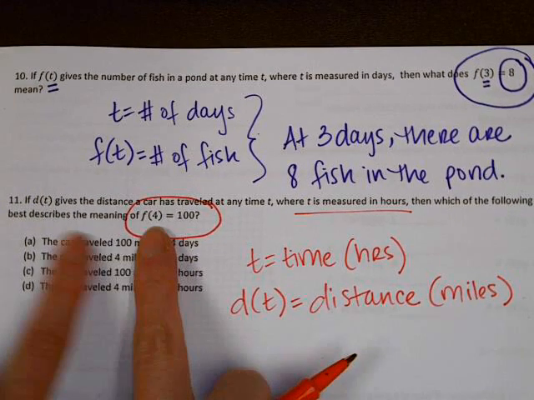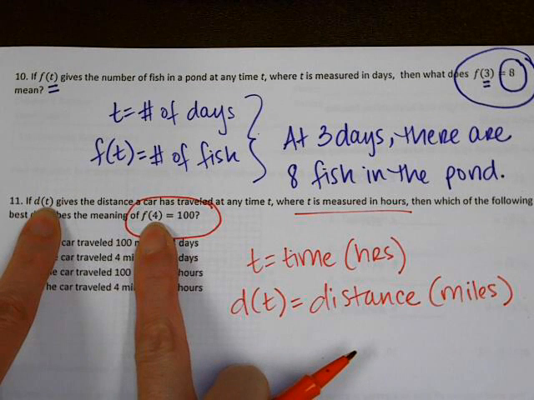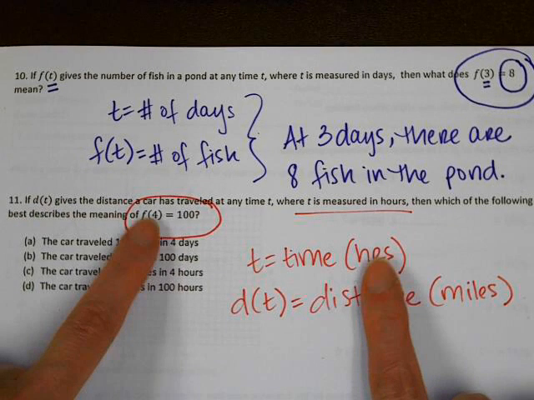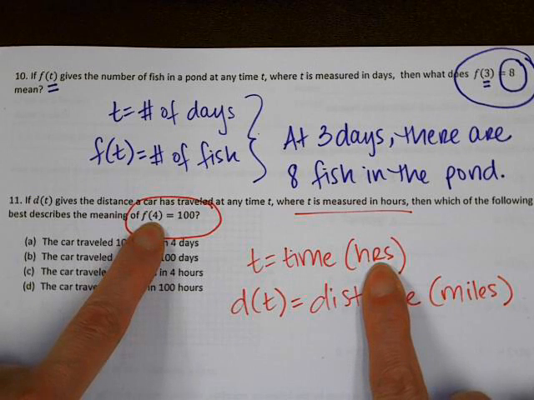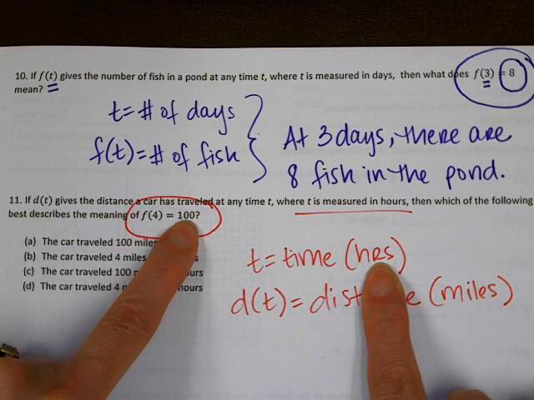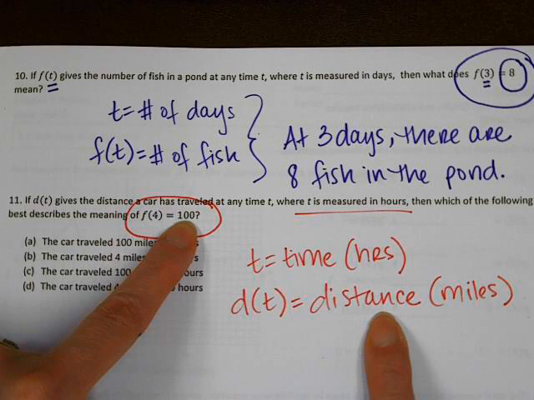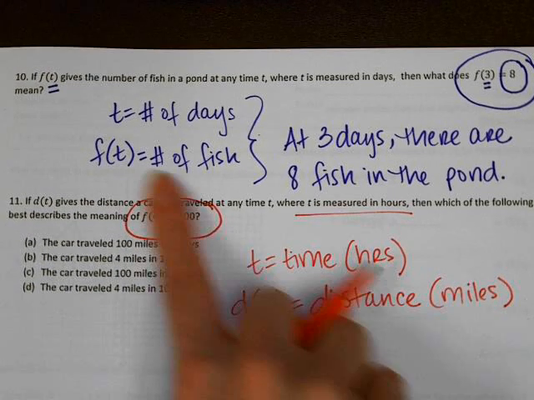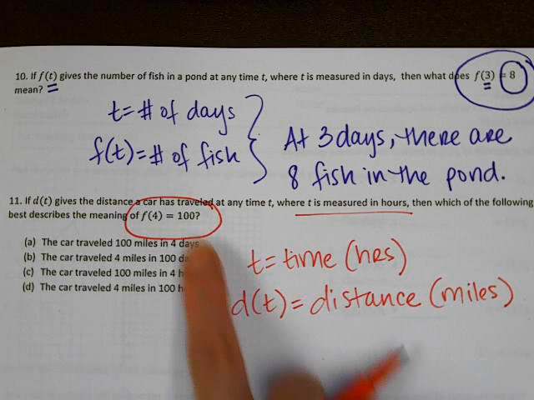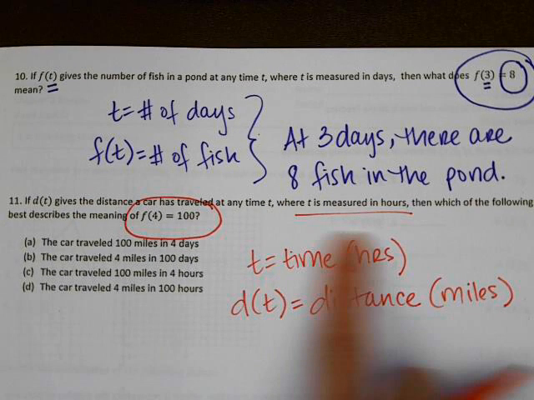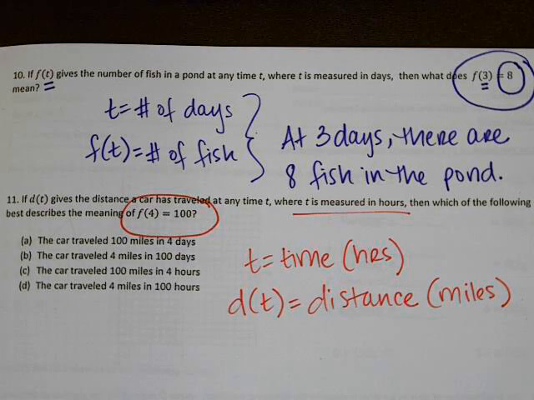So this number represents t. So in 4 hours, the car has traveled, this number is the distance, 100 miles. So which one of these says the car traveled 100 miles in 4 hours? That would be C.